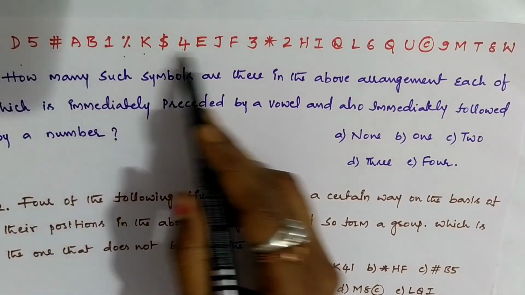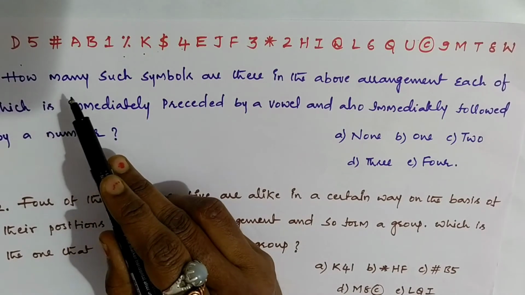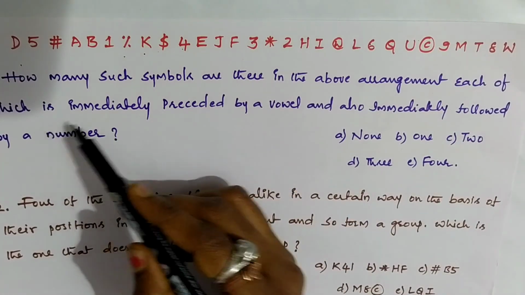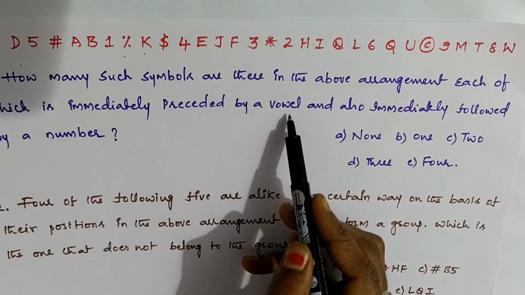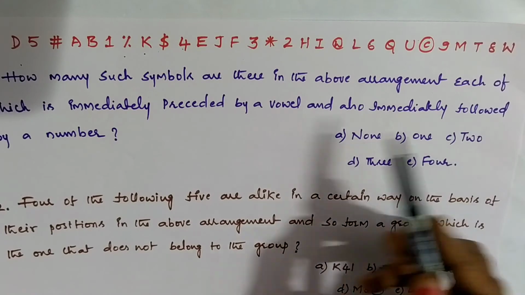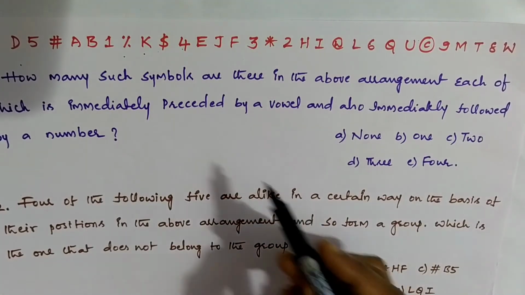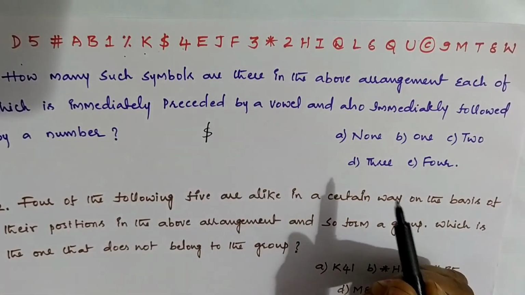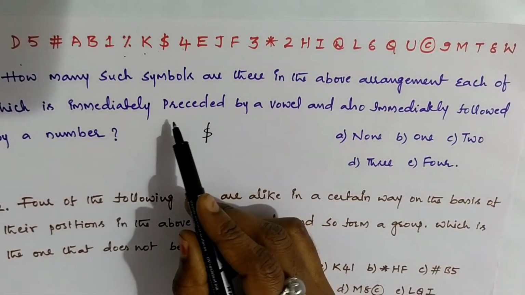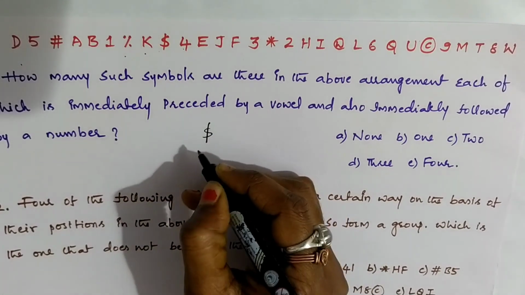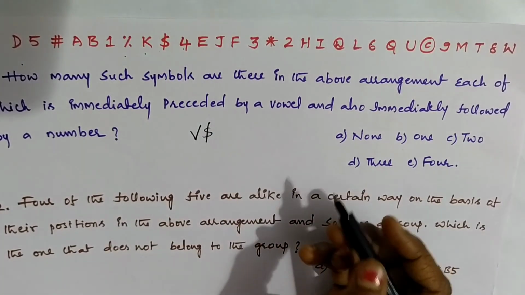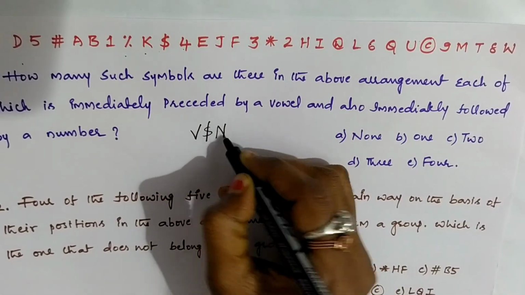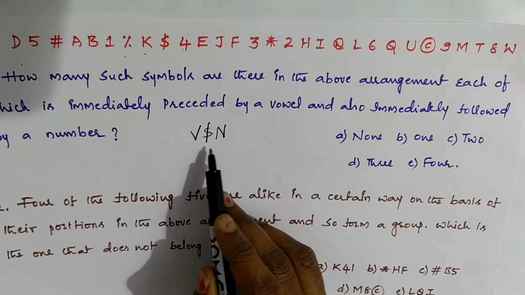This is the sequence. And first question is, how many such symbols are there in the above arrangement, each of which is immediately preceded by a vowel and also immediately followed by a number? Concentrate on symbols. Before should be vowel, and next is number. Vowel, symbol, number.